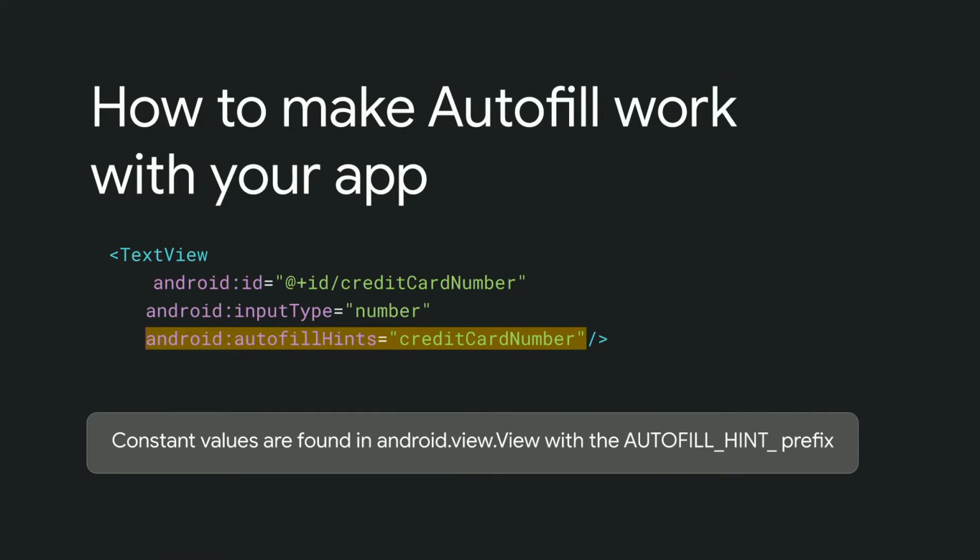So you might also be wondering, where does that credit card number constant come from? It's actually a constant found in the Android view class. If you go and take a look in there, you'll see that there's a bunch of those hints. They use the autofill hint prefix. So those autofill hints have been added in Android O when the autofill capability was introduced in Android.